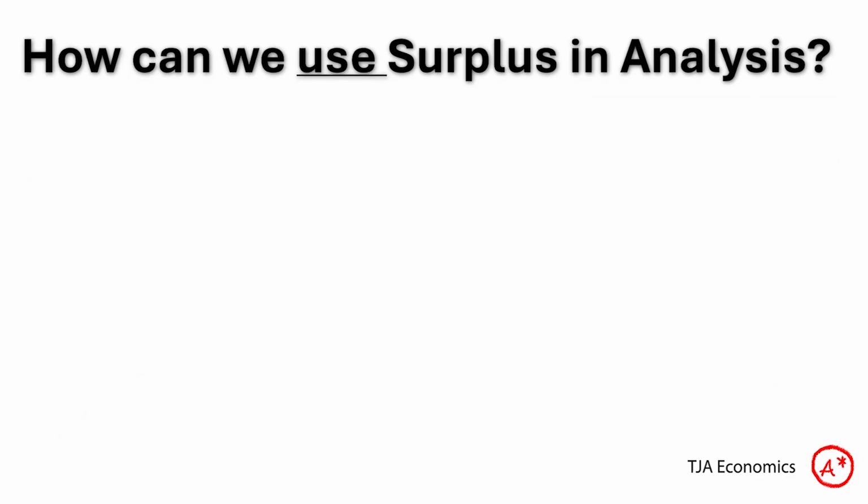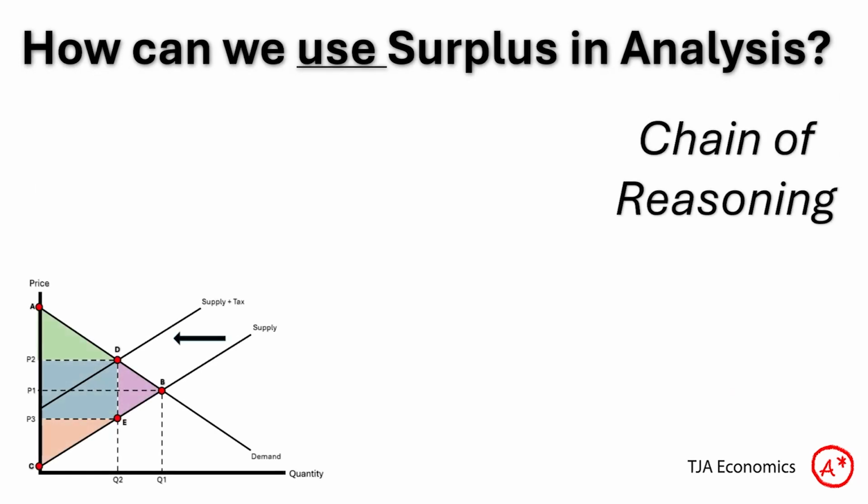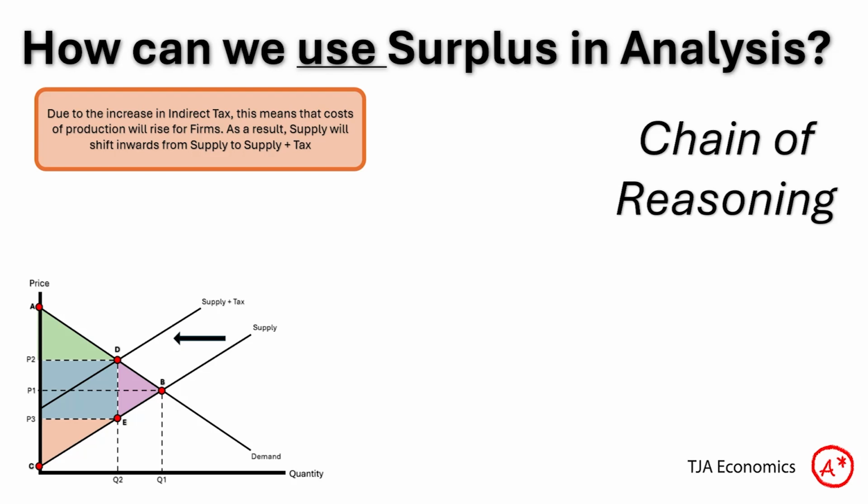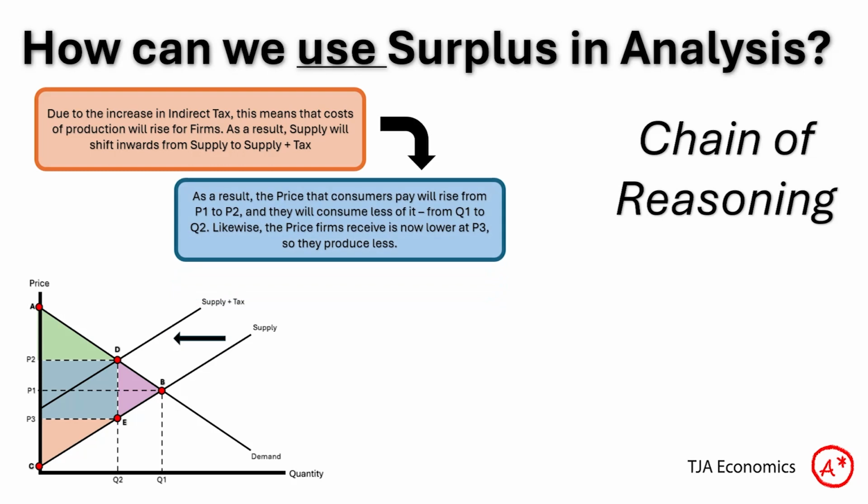And so we can use this in our analysis in a chain of reasoning. For example, due to the increase in indirect tax, this means that costs of production will rise for firms, and as a result, supply will shift inwards from supply to supply plus tax. As a result, the price that consumers pay will rise from P1 to P2, and they will consume less of it, from Q1 to Q2. Likewise, the price firms receive is now lower at P3, so they produce less as well.